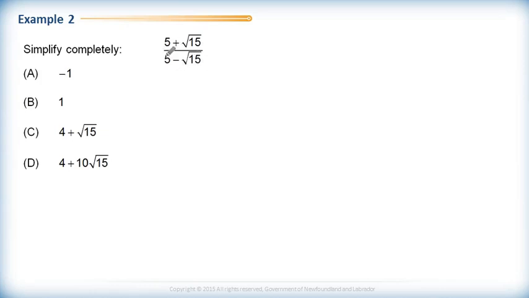For our next one, we have to simplify completely. Notice that we have a binomial denominator. Therefore, we have to multiply by the conjugate of the denominator. So we multiply by 5 plus the square root of 15. And whatever we do to the bottom, we have to do to the top. So we multiply that by 5 plus the square root of 15.